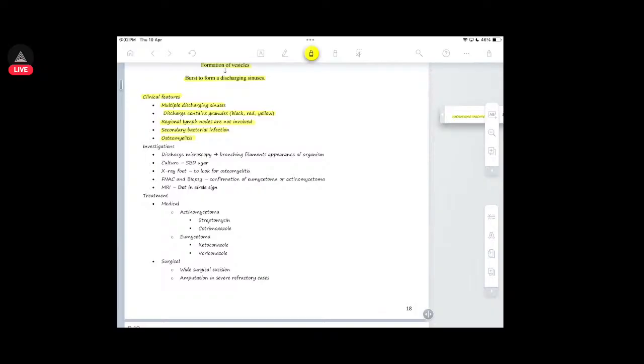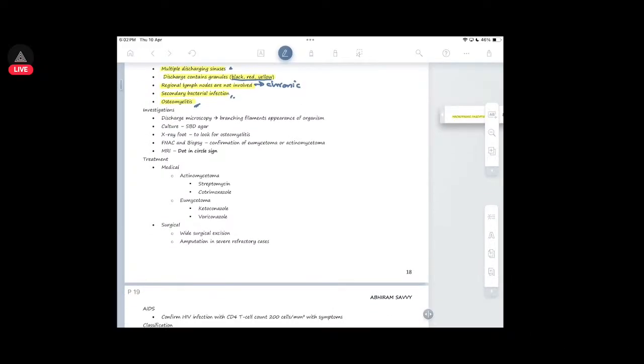Osteomyelitis will be there. Regional lymph nodes are not involved because it is a chronic disease. You can remember it as black, red, and yellow granules, and multiple discharging sinuses, of course. Secondary bacterial infection is common, and osteomyelitis is also common.